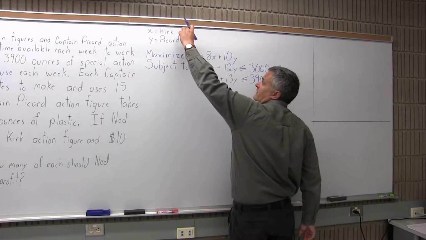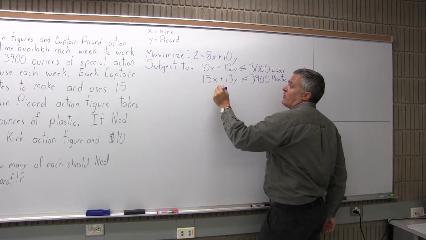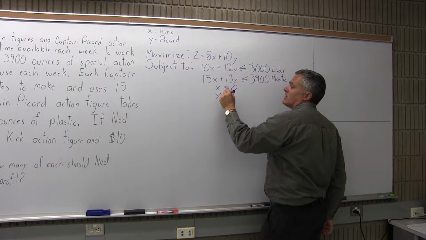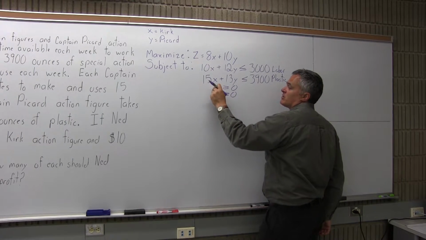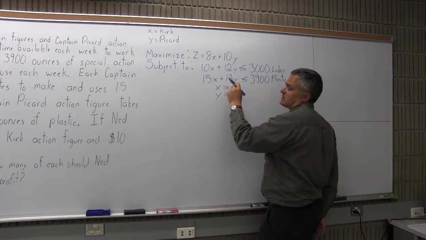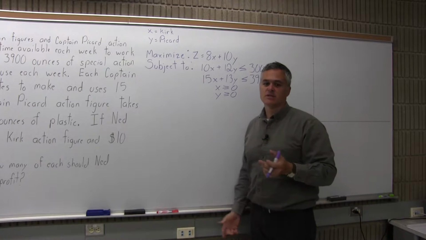Again, step 1, identify your variable. Step 2, write your objective function. Step 3, set up your constraints. Step 4 is for each variable you use, it should be specifically mentioned that it's greater than or equal to 0. So the number of Captain Kirks that you make has to be at least 0. Can't make a negative number of Captain Kirks. Same thing for Y, which is Picard. You can't make a negative number of Captain Picards. Of course, that's just sensible.